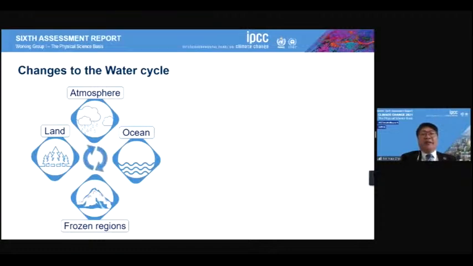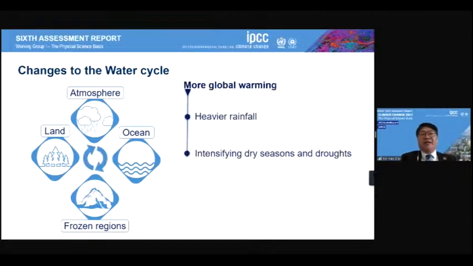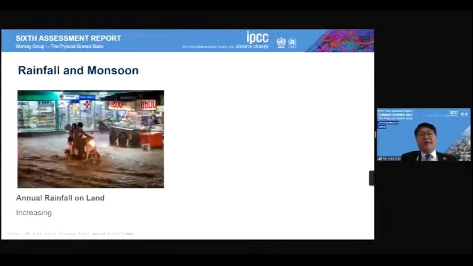With more global warming, the global water cycle will intensify. That means both heavy rainfall at the same time as we see intensifying drying seasons and droughts. With more global warming, average annual rainfall on land is expected to increase, but that rainfall is expected to become more variable within a season and from year to year.